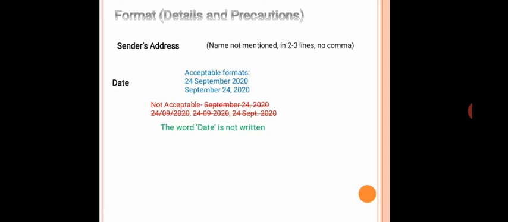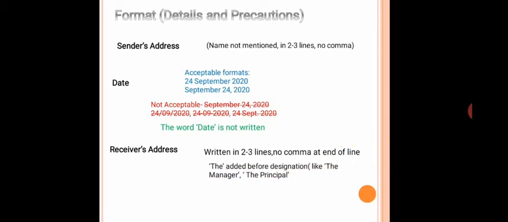The word date is not written. This is also to be kept in mind. Now, receiver's address again is to be written in 2 to 3 lines, no comma at the end of any of the lines. The is added before designation whenever we are addressing someone in the address, for example, the manager, the principal, the editor. The word to is not written before the receiver's address. This is to be kept in mind. This is obsolete. Earlier, people used to write to before the receiver's address, but this is not used any further.